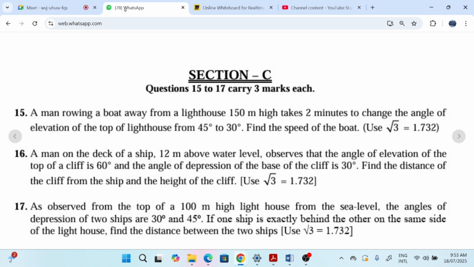Ma'am, the 18th one is similar to the cliff question, right? Yeah. Who all are having a problem with the 17th question? Ma'am, me. Yeah, Panache said. Anybody else?